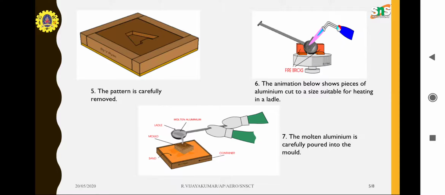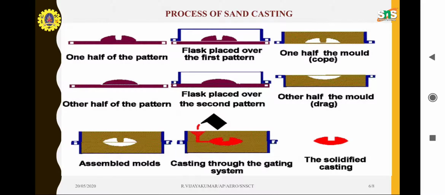The next is how we are going to mold a metal, whether it is any metal. Commonly, aluminum is used in large numbers in sand casting. You can see in the animation video that aluminum pieces are converted into molten metal. Next, the molten aluminum is carefully poured into a mold. There will be many allowances, and it is allowed to cool.